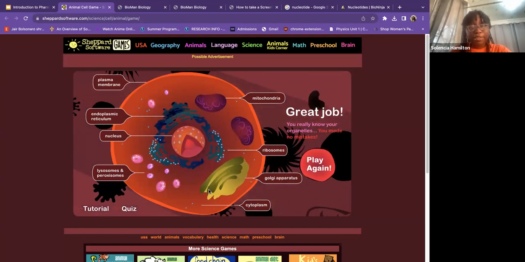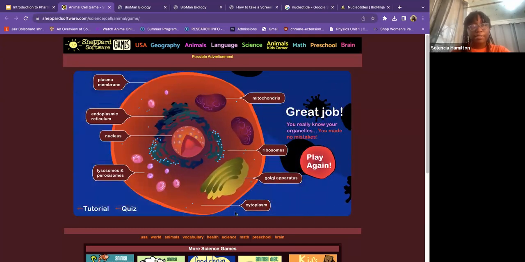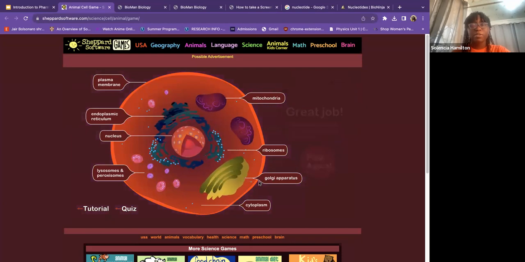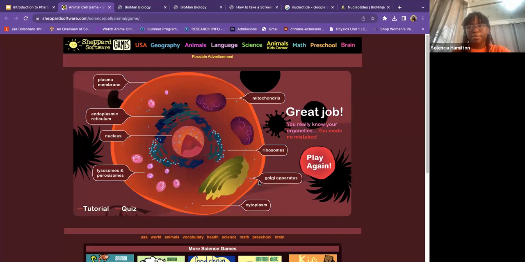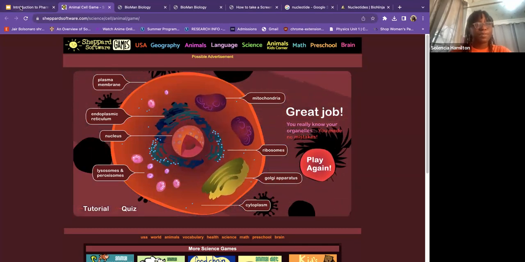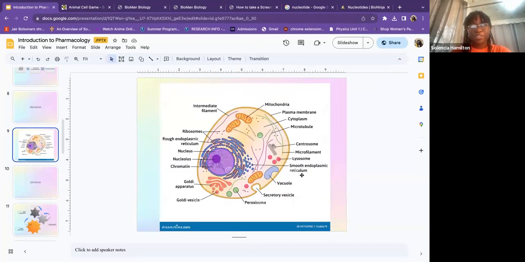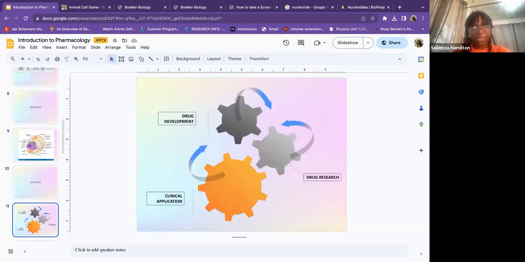Okay, and cytoplasm, that's just the gel-like substance that's inside the cell. It holds everything together. And that's it for the basics. Okay, so let's return to this one.